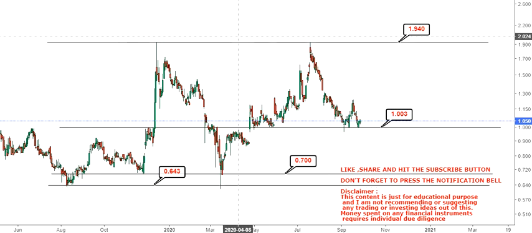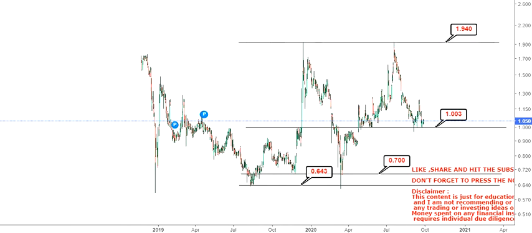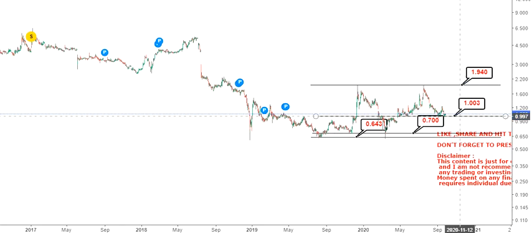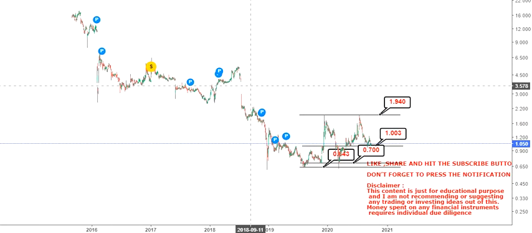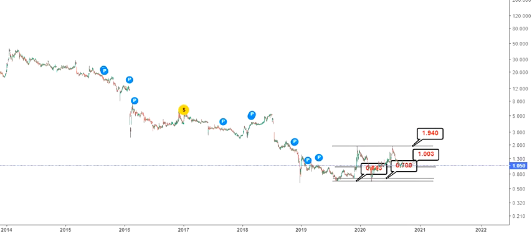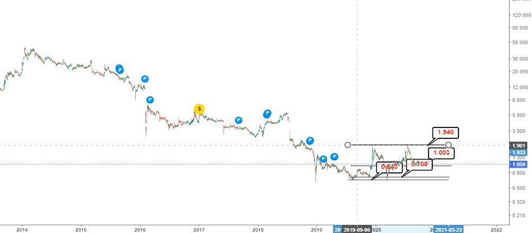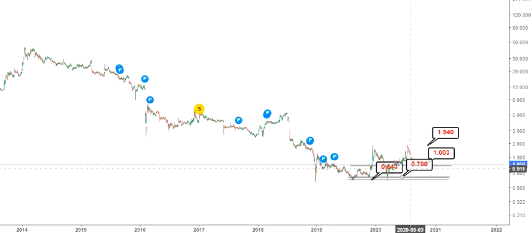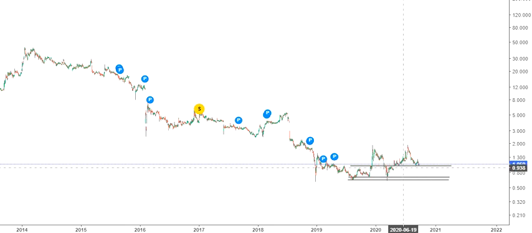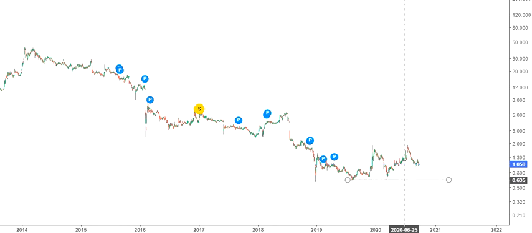So this is about the daily chart, but looking at the trend, if you squeeze the chart a bit here, you can see the current share price. Let me just delete all these things so that you can go back in the video and check out the level.